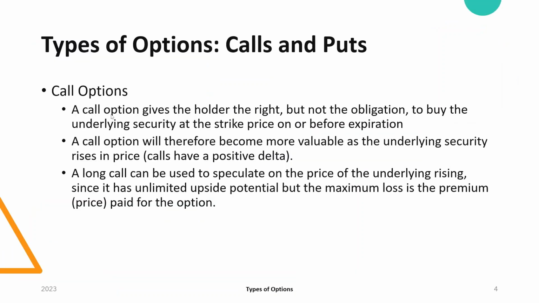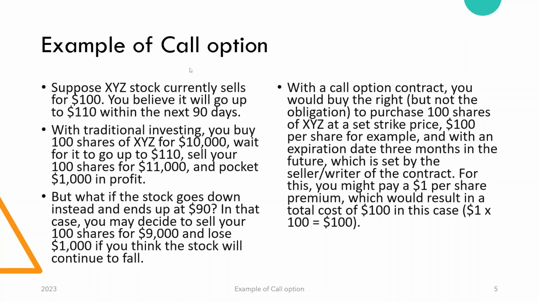And a call option basically gives the holder the right but not the obligation. What we discussed becomes more valuable if the stock price goes up above the strike you have, which is called the positive delta. And a long call can be used to speculate on the price of the underlying rising, and since it has unlimited upside potential, the maximum loss is the premium you have paid for it. So this is an example of it.